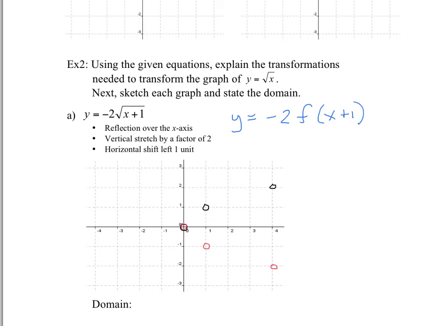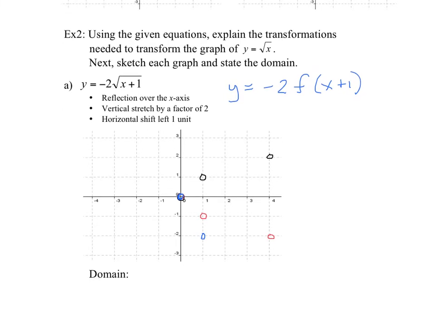And now the vertical stretch by a factor of 2. So that means times y by 2, right? So this point would stay here. This point would now become negative 2. And this other point here, sorry, the graph doesn't go big enough, but this would become negative 4. So let's guess that it's about there. Okay, and the last, horizontal shift 1 unit left.